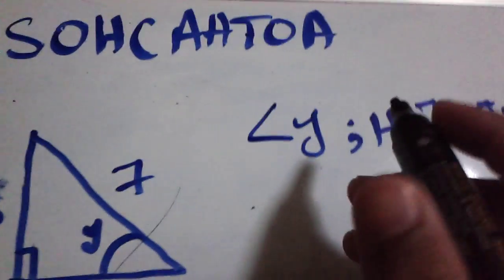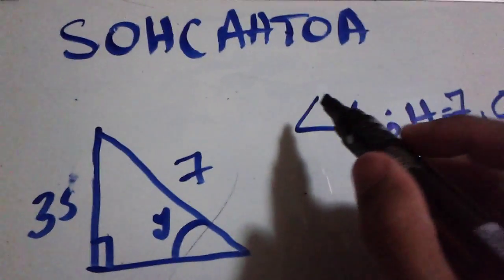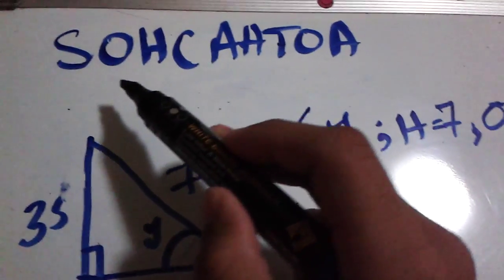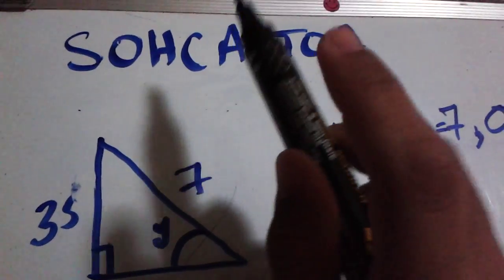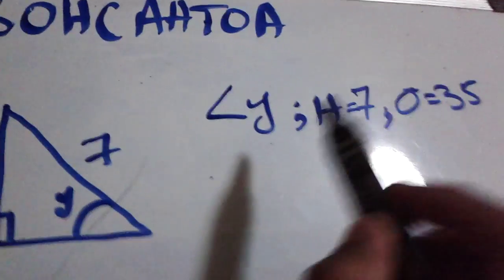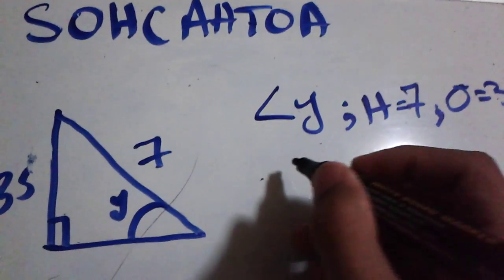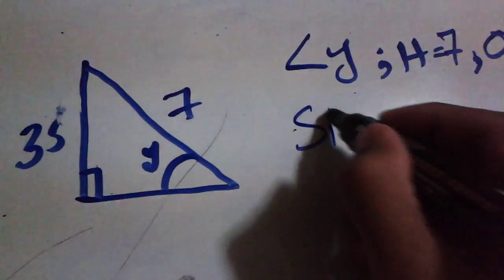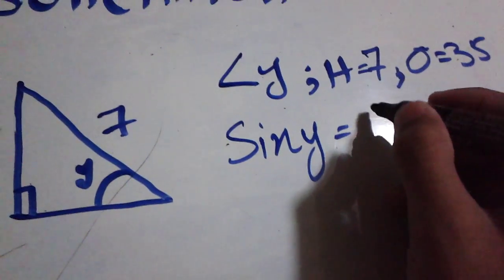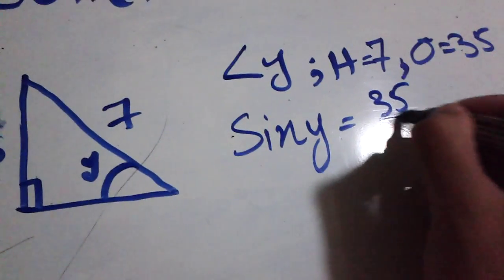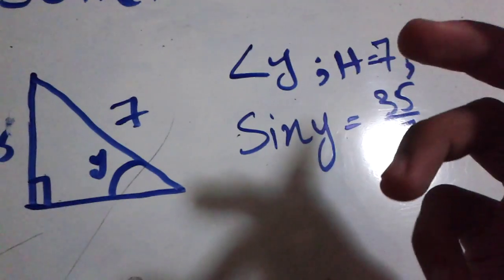If you look at it closely, we have the hypotenuse and we have the opposite. So it is pretty clear that we need to use sine, because in any other ratio there is no other combination of dividing the opposite by the hypotenuse. So if you divide this, you get sine y is equal to 35 divided by 7. So that's the main course.